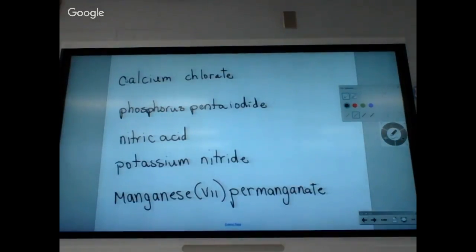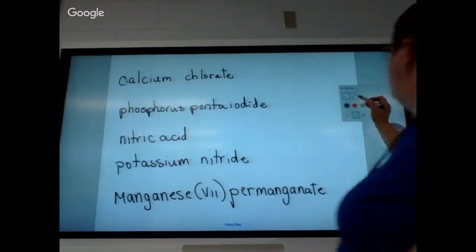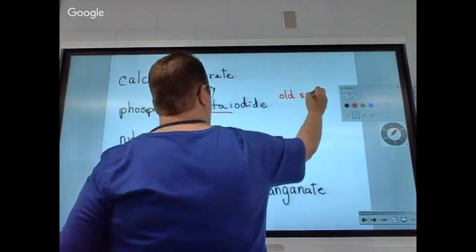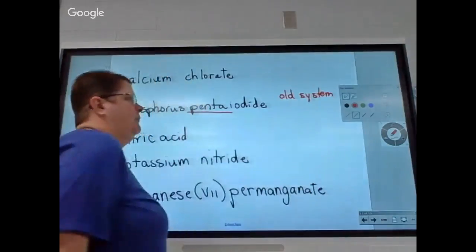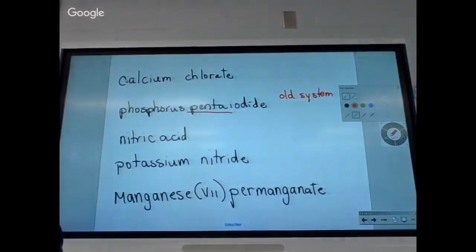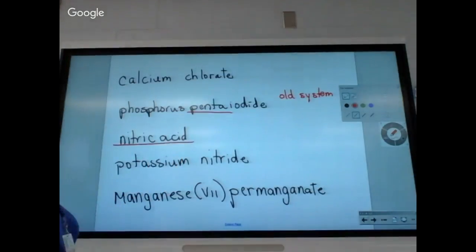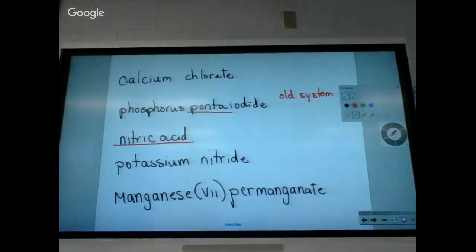So, how are you going to recognize, first of all, that old system is mixed in there? What should jump out at you to say, I'm old system? Penta. As soon as you see this, Penta should jump out at you and say, I am old system. That one should be an easy one. The other thing that should jump out at you and scream, you should know me, is what else? That should jump out at you and say, I'm supposed to be memorized.